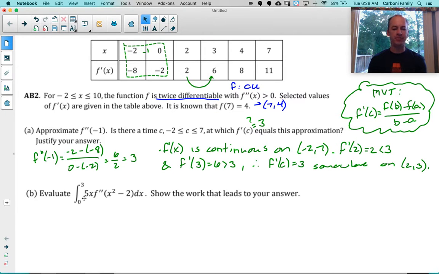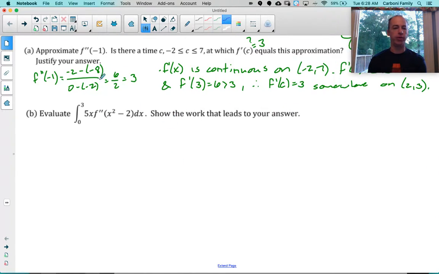Okay, B, evaluate that integral. Now notice they did not say approximate, they said evaluate. And to evaluate a definite integral, you've got to do the antiderivative of whatever the integrand is. They say show the work that leads to your answer. I don't know how you could possibly do that without showing any work. You couldn't possibly do that in the calculator.